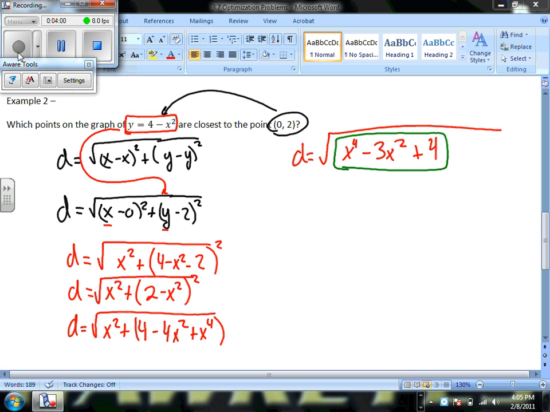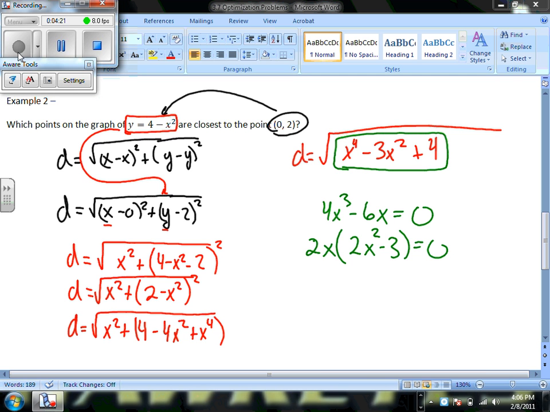So let's take the derivative of what's inside here. Let's go 4x cubed minus 6x, I believe, right? And set that equal to 0. Well, I can pull an x out. Let's pull an x. I can pull a 2 out. So let's pull a 2x out, and we're left over with 2x squared minus 3 equal to 0.